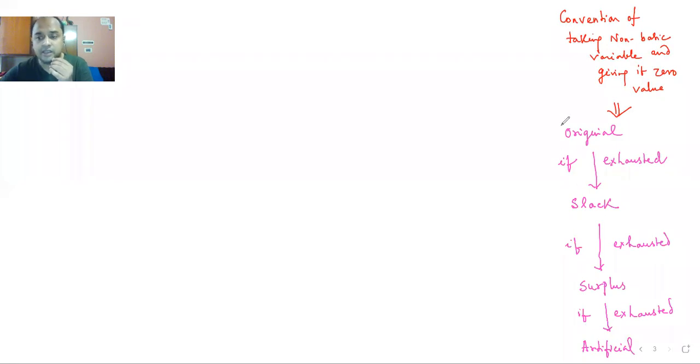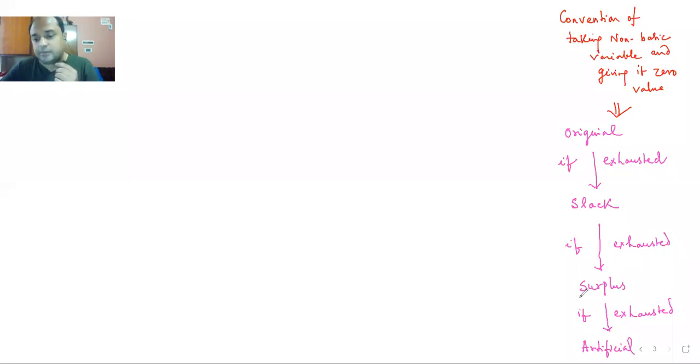This is the rule actually. This is the convention, but such a thing will happen only if the number of variables and equations are many, many more. Otherwise, it is not going to happen. But remember the convention. First of all, original. If exhausted, go to slack, surplus, artificial. Original, slack, surplus, artificial. Remember this rhyme. This is a new rhyme for MBA students.